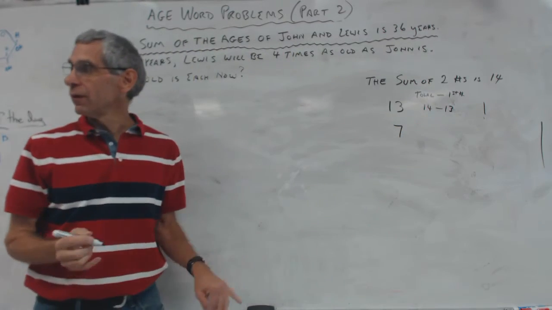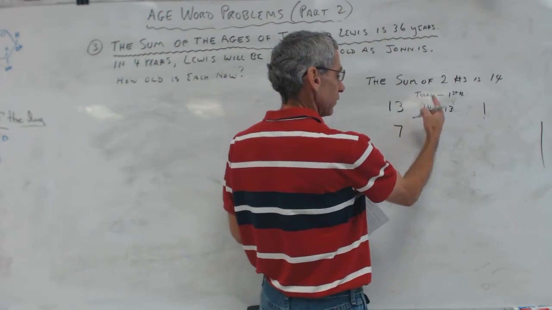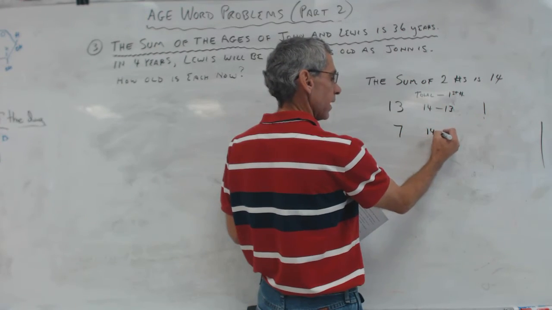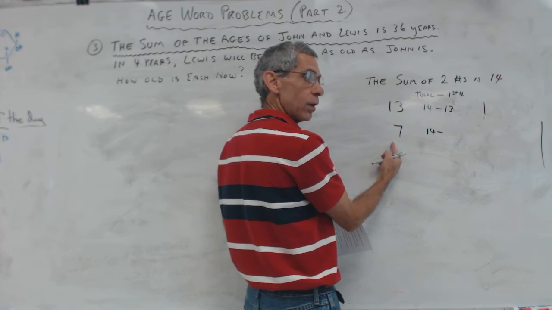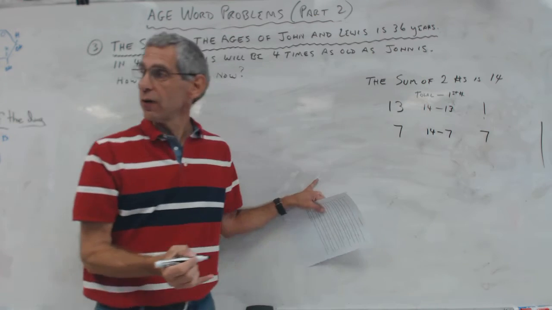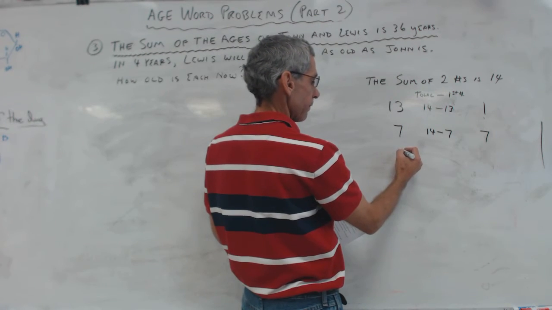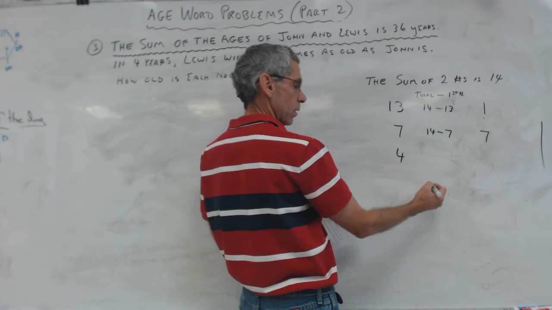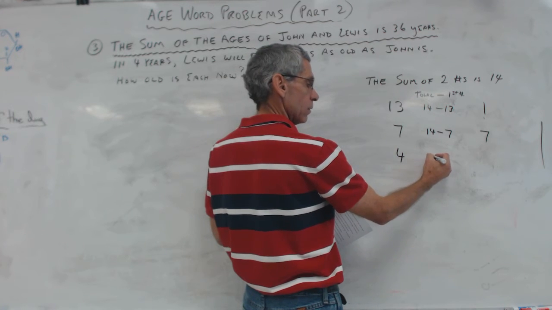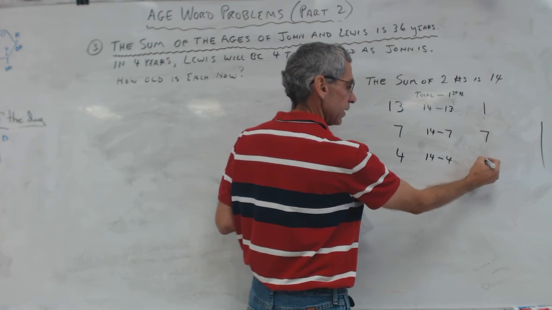Okay, what if I said one of the numbers was 7? What would be the other number? 7. So we would take the 14, the total, minus the first number, 7, and that would give me 7, right? Does that make sense so far? It works. So what about if I said the first number is 4? 10. All right, how'd you get it? The total, 14 minus 4, which is 10.